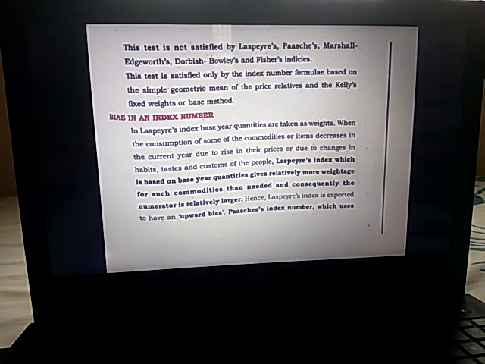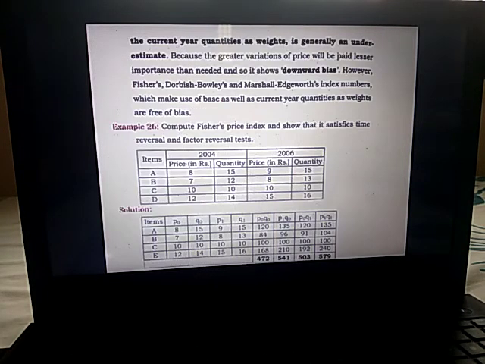Paasche's index number, which uses the current year quantity as weights, is generally an underestimate because the greater variations of price will be paid lesser importance than needed, and so it shows downward bias. However, Fisher's, Drobisch-Bowley and Marshall-Edgeworth's index numbers, which make use of base as well as the current year quantity as weights, are free of bias.